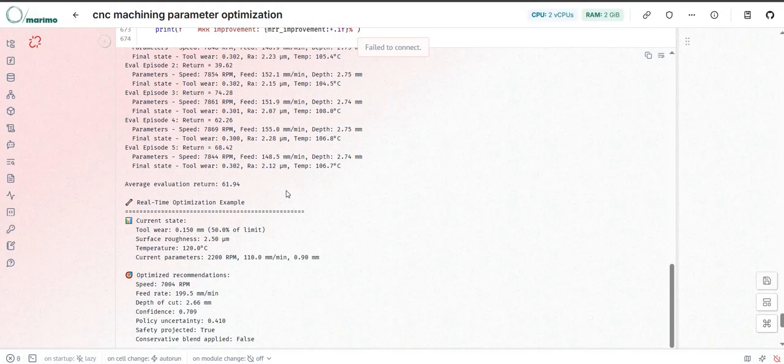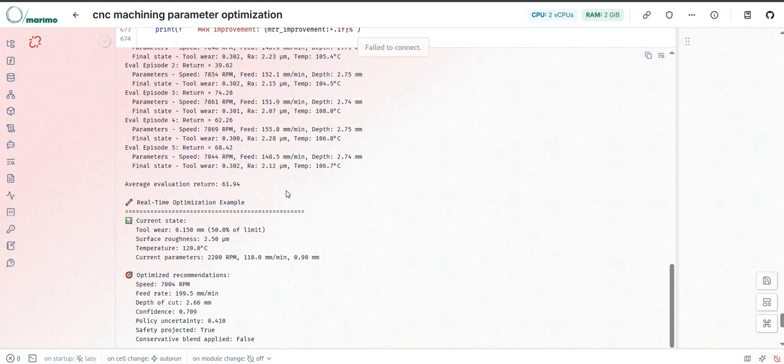Finally, the real-time optimization example gives us a sense of deployment. The current state has tool wear at 0.15 millimeters, which is half the limit, surface roughness at 2.5 micrometers, and temperature at 170 degrees Celsius.